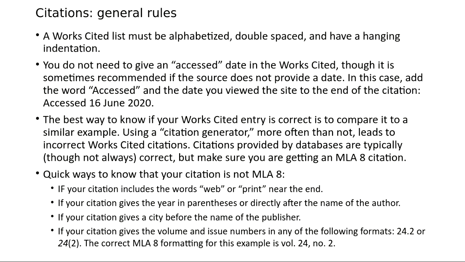Again, the best way to know if your works cited entry is correct is to compare it to a similar example. If you use a citation generator, more often than not, you're probably going to have something that's incorrect, either because the citation generator is just not very good, or you've entered some information incorrectly, or it's generating using the wrong formatting. It's giving you APA as opposed to MLA. There are so many ways that it can go wrong with a citation generator. People assume that's all they need to do and it's easy.